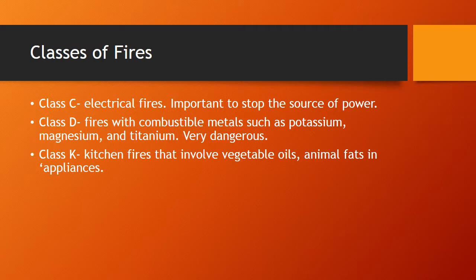These Class D fires are fires with combustible metals such as potassium, magnesium, and titanium. These are very dangerous. The last type is Class K. Class K is kitchen fires that involve vegetable oils and animal fats in kitchen appliances.